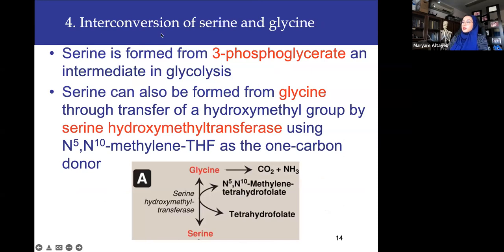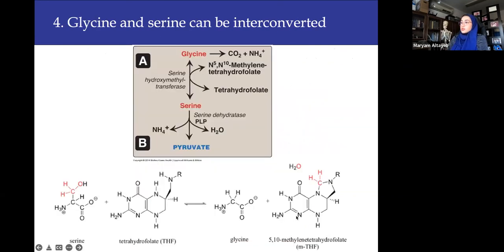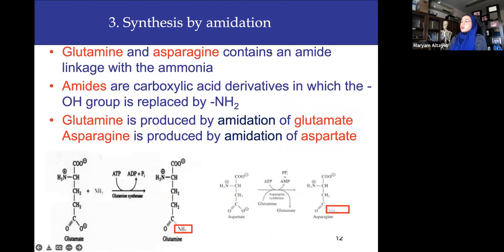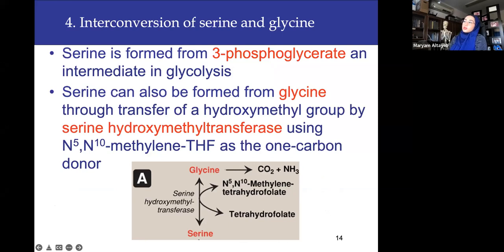Now we're going to talk about, again, the interconversion of serine and glycine. So we said serine is formed from 3-phosphoglycerate as an intermediate in glycolysis, okay? And like we mentioned in the previous slide, serine can also be formed from glycine, and that's the reaction we just described. You don't need to know this reaction. I'm just mentioning it as an example so you know the different ways that you can create amino acids. So there can be interconversion of serine and glycine, and serine can also be formed from glycolysis.